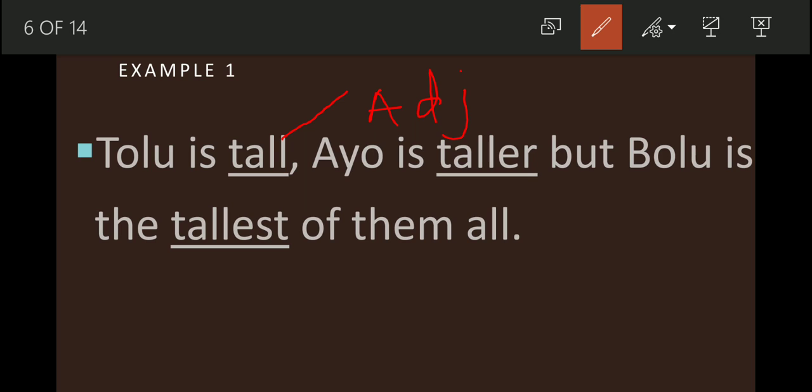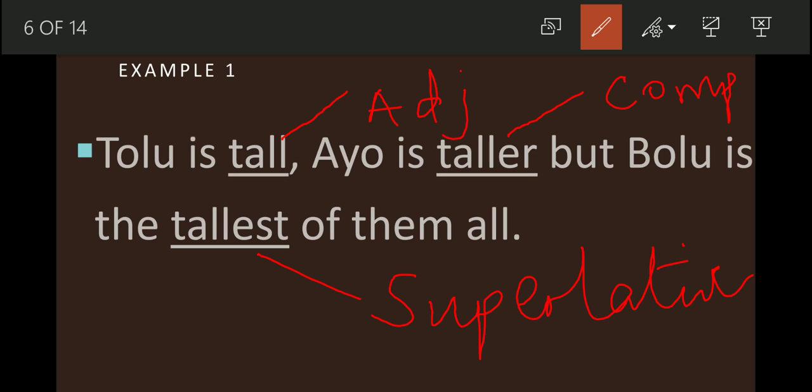When we want to compare more than one thing, we are comparing 2 things now. We have Tolu and Ayo, and we are comparing their height. We would use taller. Taller is the adjective, and taller is the comparative form. The comparative degree. When we are comparing more than 2 things, we have the superlative degree. So tallest is the superlative. Tolu is tall. The positive is tall. The comparative is Ayo is taller. Taller is the comparative. But Bolu is the tallest of them all. Tallest is the superlative.